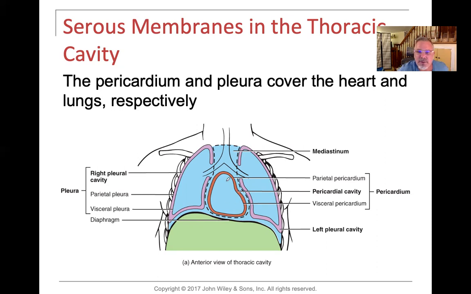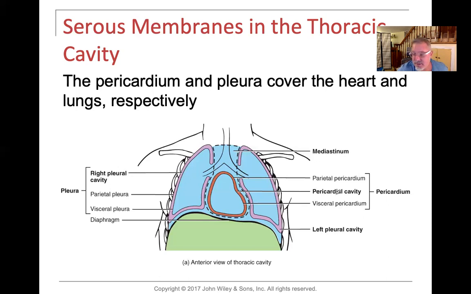So here, if we look at the heart in the center, we see the visceral pericardium is the layer that really comes into close contact with the heart. The layer on the outside is the parietal pericardium, and the cavity is in between. That's the pericardial cavity.